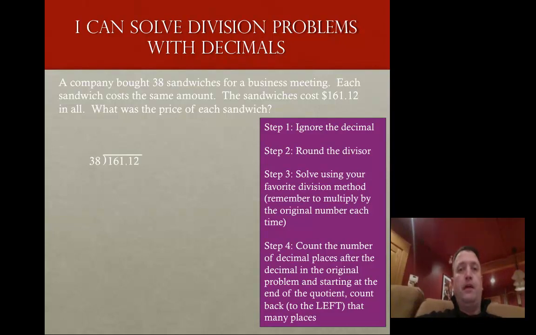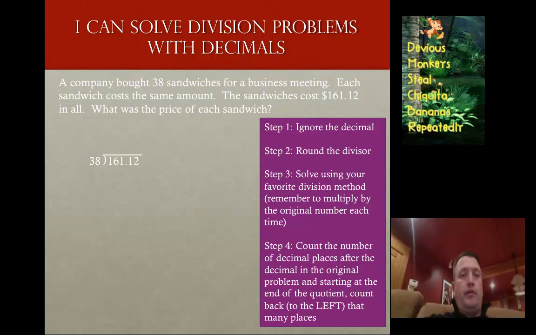So here we go. Okay, so I've got 38. I'm going to round that up to 40. Okay, so about how many 4s go into 160? Well, that's going to end up being 4 because 38 won't go into 16, so I was at 161. Okay, I multiply using the original number. I get 152. I subtract, that gives me 9. Bring down the next number. That's going to be 1.